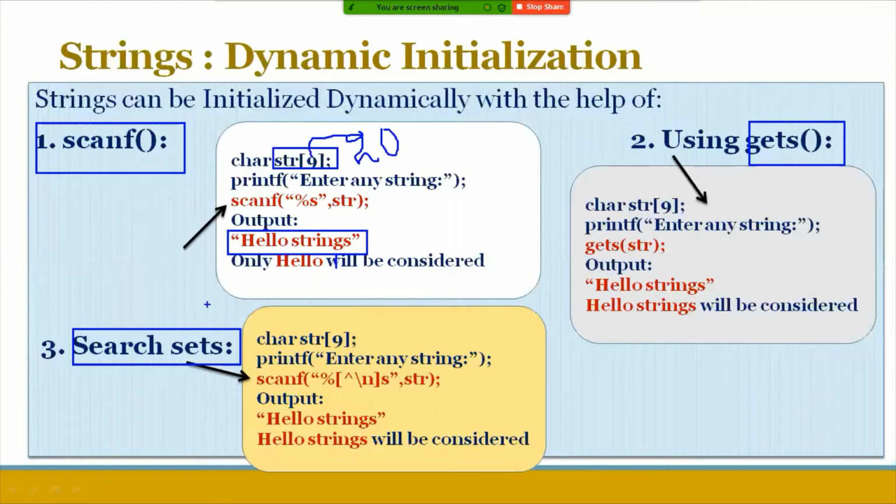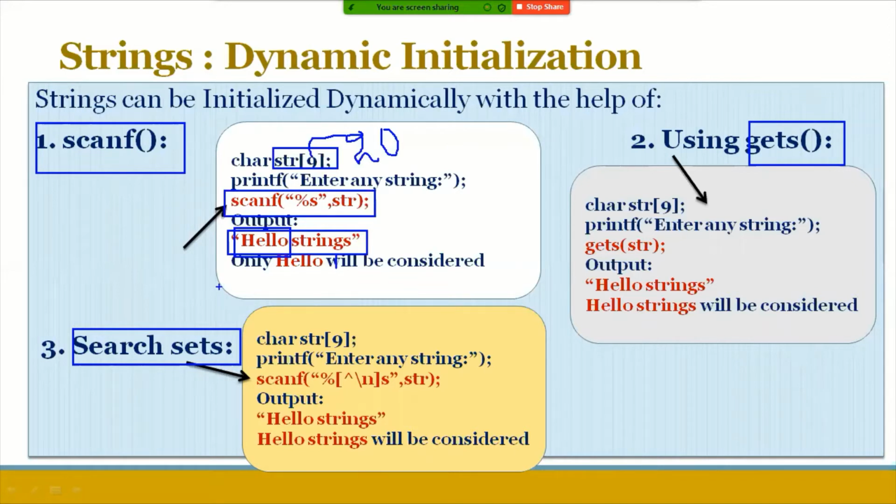20 memory locations will be allocated. In that, hello strings will be entered through the keyboard. Once you enter hello strings, two different words, only the first word will be considered. Only hello will be considered. Why? Because the main drawback of the scanf function is that it cannot read multiple words, including spaces. So only the first word hello will be considered. That is the main drawback of the scanf function.